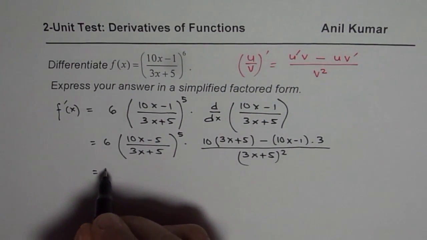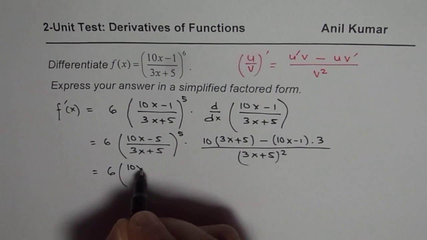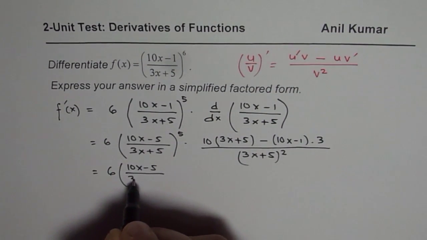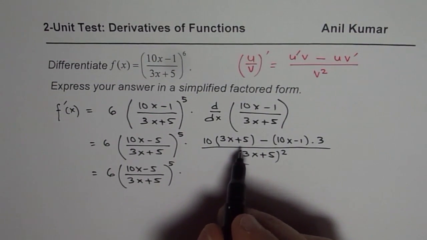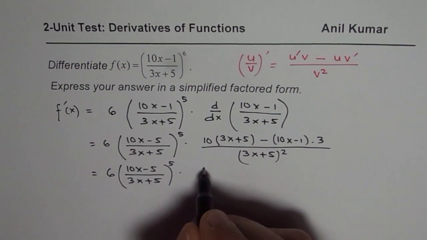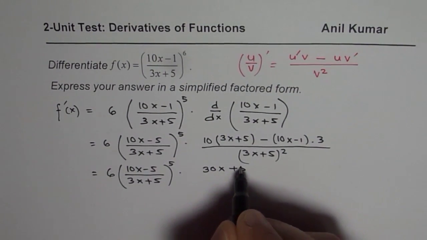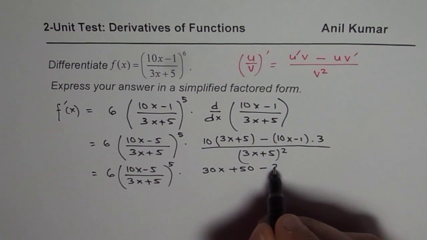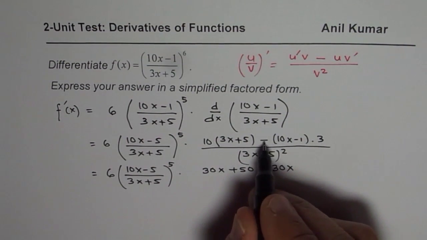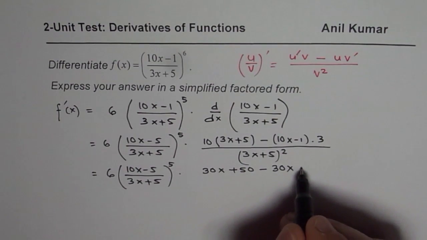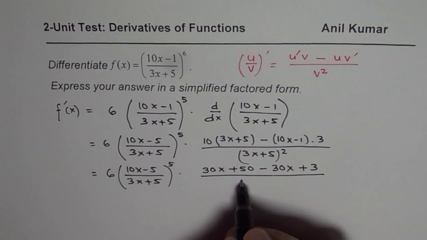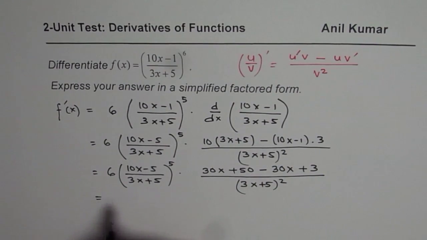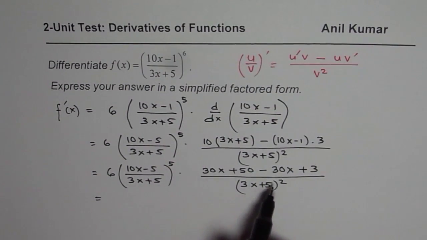Now let us simplify this further. 6 times (10x minus 1 over 3x plus 5) to the power of 5 times, open this bracket, right? So we get 10 times 3 is 30, so we get 30x plus 50 minus 30x, and this minus and minus becomes plus, right? So we have plus 3, divided by (3x plus 5) whole square, right? And then we can say, now (3x plus 5) to the power of 5 and square will give us 7.